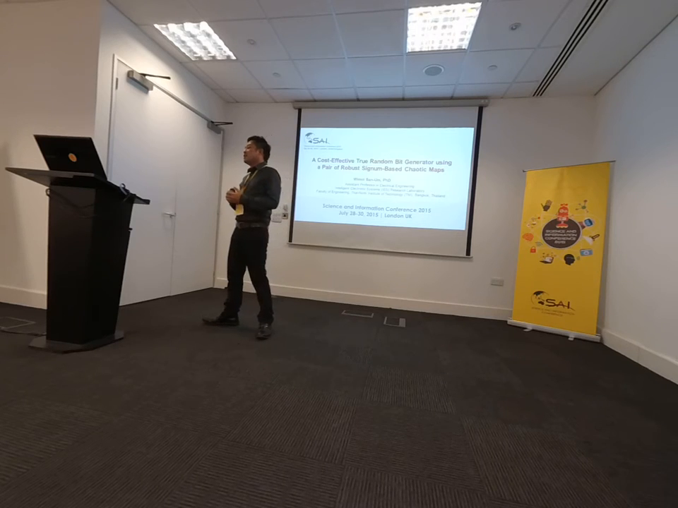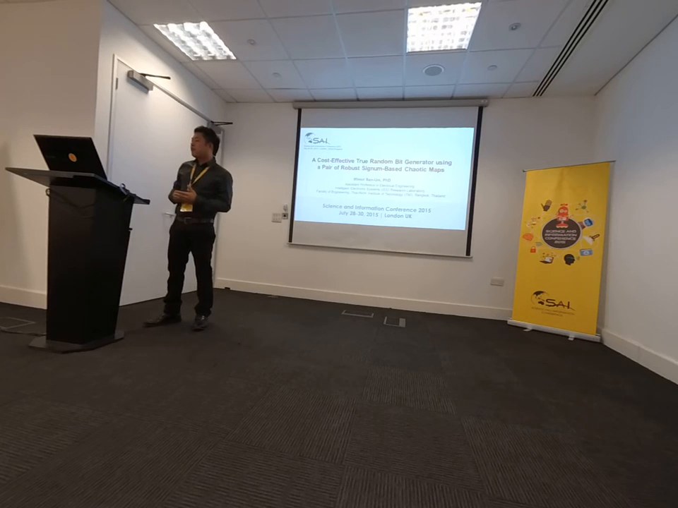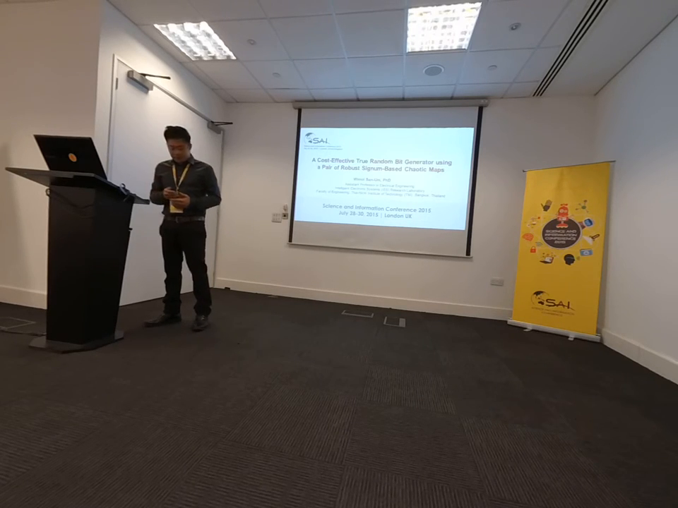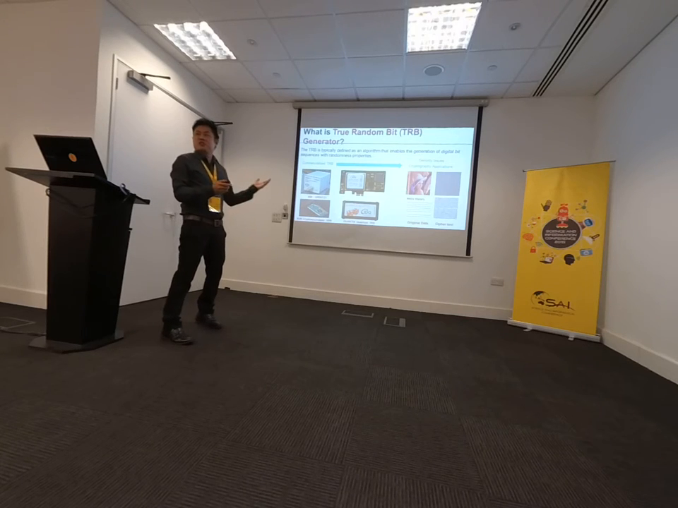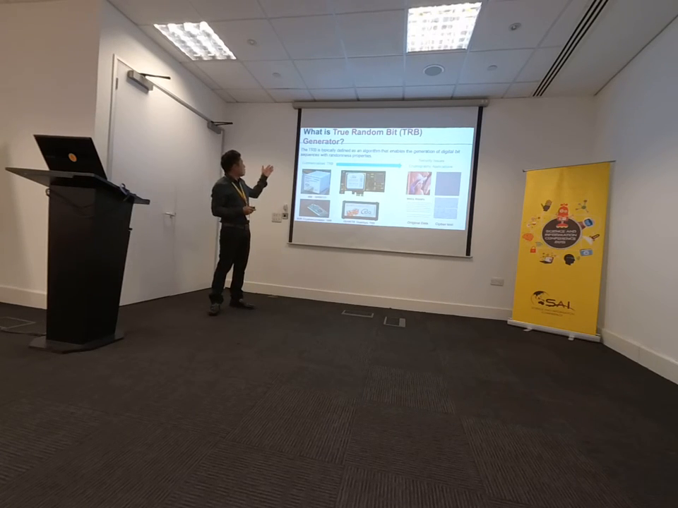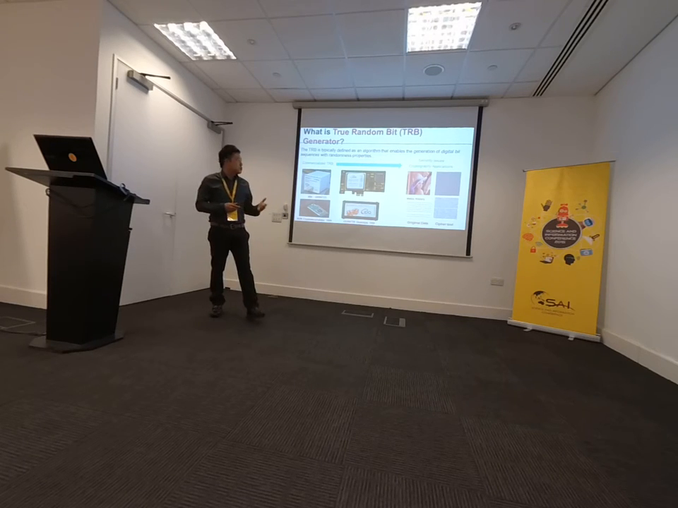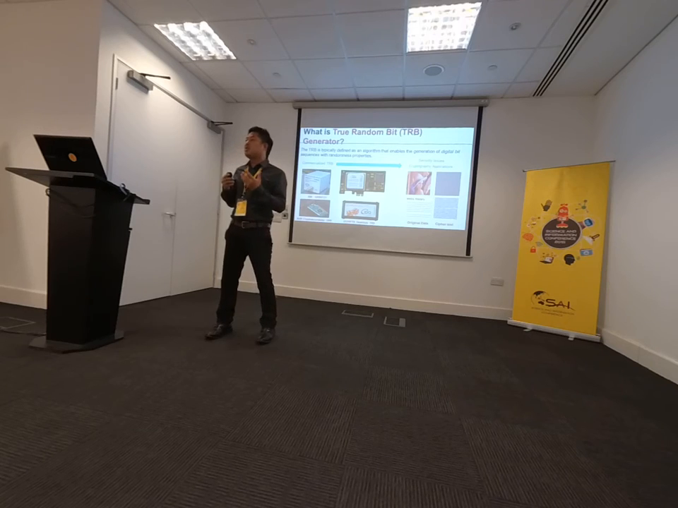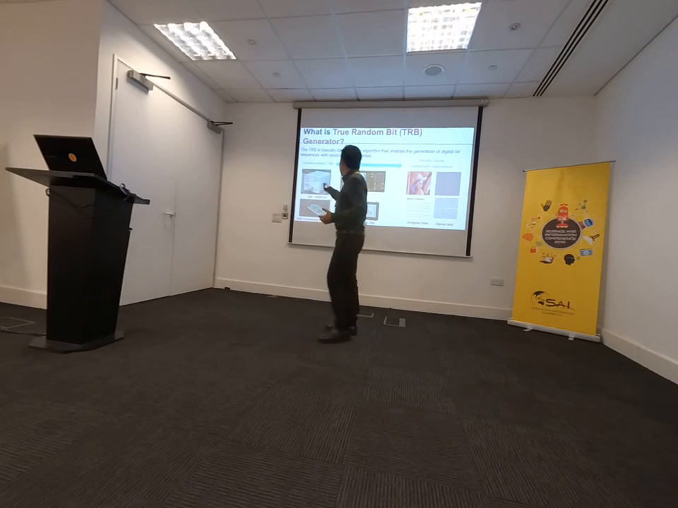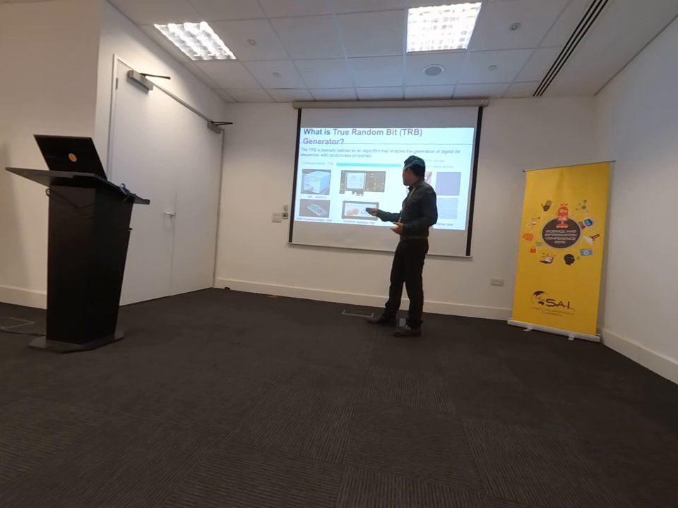It's my pleasure to give a presentation on a cost-effective true random bit generator using a pair of robust signum-based chaotic maps. The first question I would like to ask everybody here is, what is a true random bit generator? A true random bit generator, or TRBG, is typically defined as an algorithm or device that enables the generation of random digital sequences. Of course, they're commercially available, like IBM's Quantis or Sun Crypto Accelerator 1000.